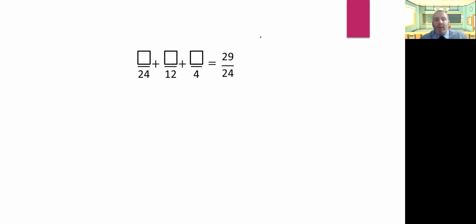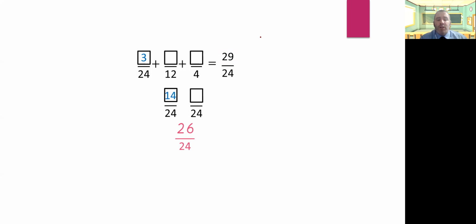Now, we have the same again here. We're going to look at this one. Something over 24 plus something over 12 plus something over 4 equals 29 over 24. So the first thing we're going to need to do is make all of our fractions over 24. There we go. So we've got 29. Where are we going to start with this? So I'm going to put 3 in here. That leaves me with 26 out of 24, or 26 24ths.